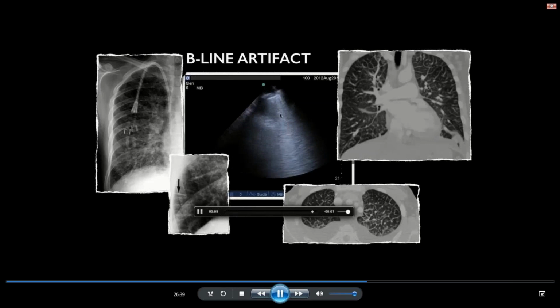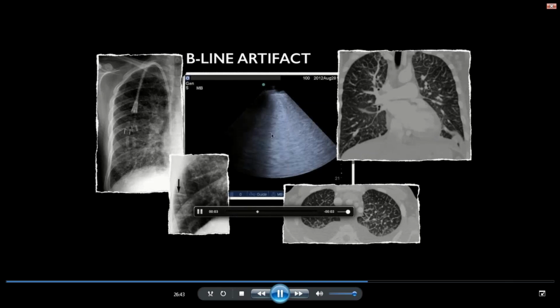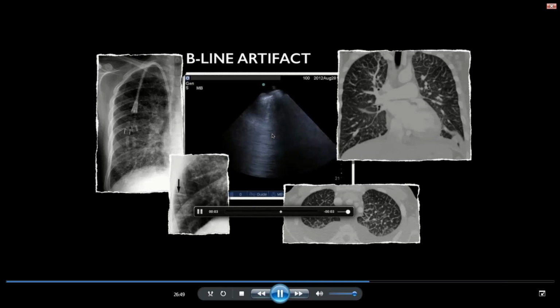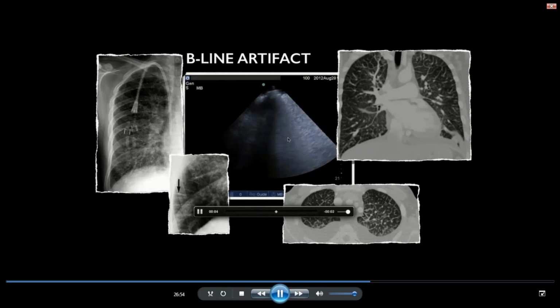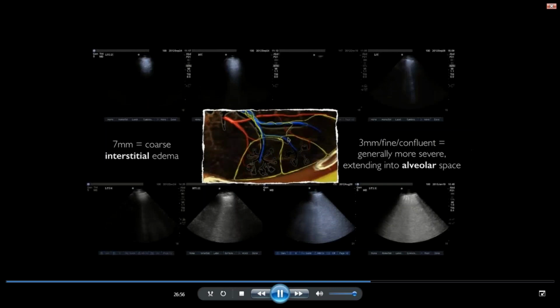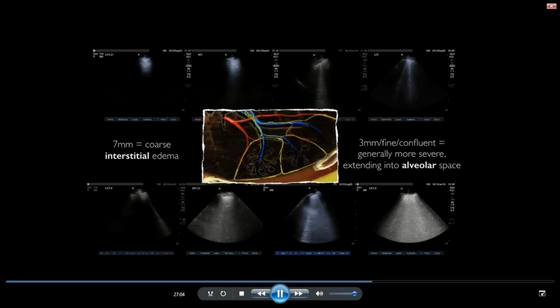And it's also true that the number of B lines that we see on the screen, or the distance between the B lines, can allow us to assess severity and also monitor our patients in real time for response to treatment. So let's take a look at how interstitial edema first appears in the subpleural septa, which is what makes these B lines.